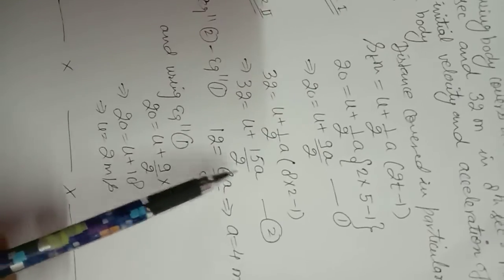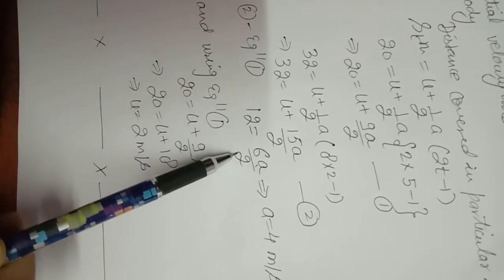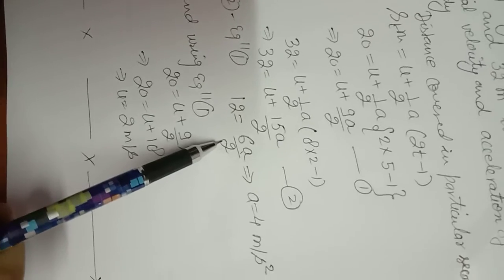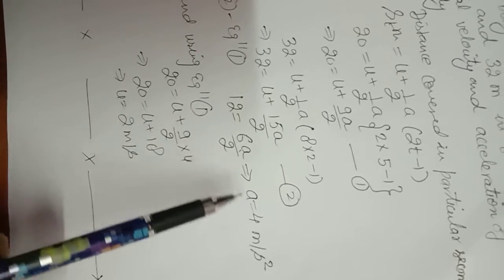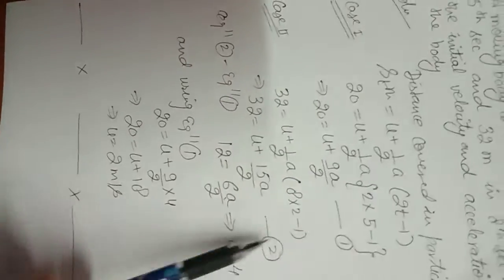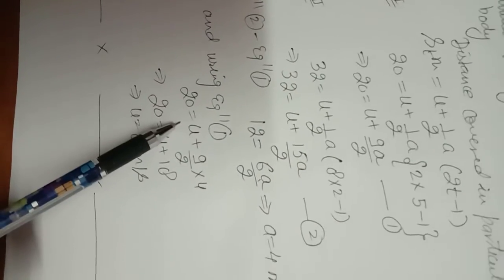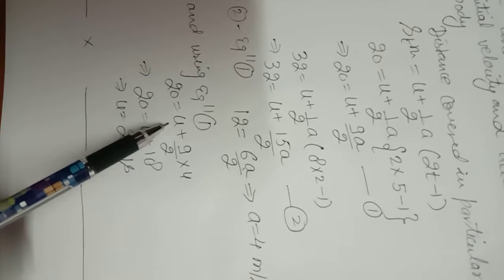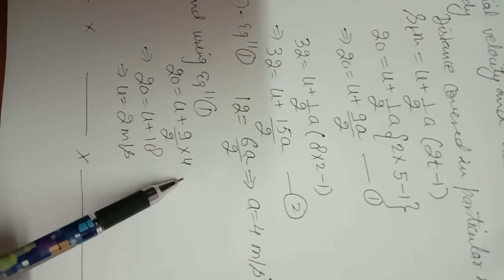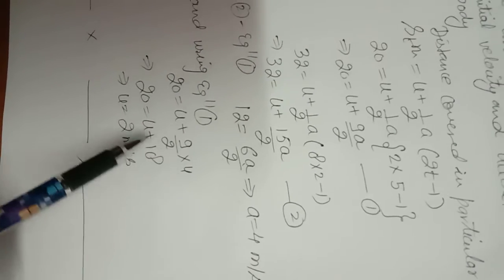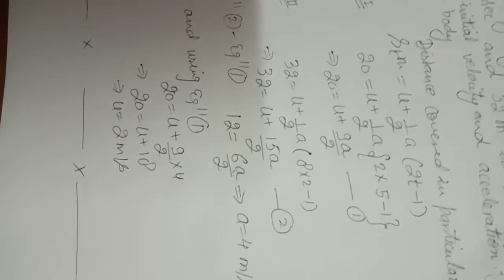If we take equation 2 minus 1, we get 12 is equal to 6a upon 2, or 12 is equal to 3a, so a is 4 meters per second squared. If we substitute the value of a in either of the two equations, for example in 1, 20 is u plus 9 upon 2 into 4. After solving, we get u is 2 meters per second.